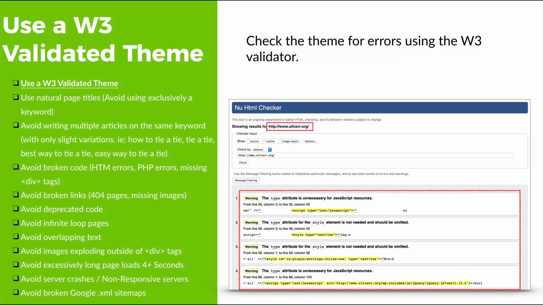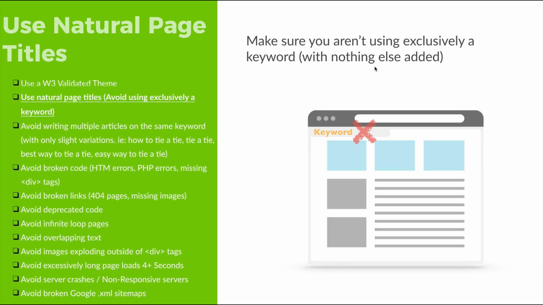So we want to make sure you have a validated W3 theme. Basically, W3 is a validator and it checks for errors in your code. So you can just Google W3 validator. You're going to find the error checker and you can check your website. You can check your pages with this. Make sure there are no errors in your code. Obviously, you don't want to have errors in your code.